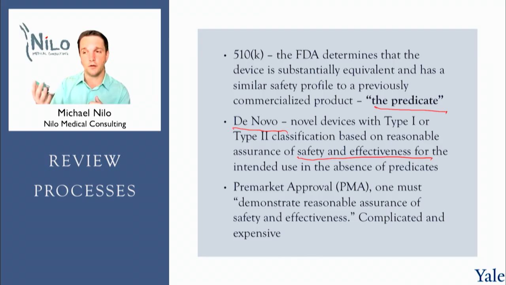So as a De Novo, the other thing is you get to set the special controls that we talked about. Whatever evidence you put forward and think is really important to demonstrate the safety and effectiveness, you can set as your own special controls. So the next group coming behind you, or even your next product as an iteration, will need to meet those requirements.